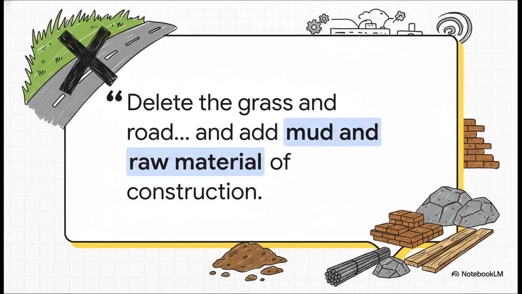And this is a perfect example of how a great prompt can make all the difference. You see, you're not just saying add construction, you're getting specific. You're telling the AI to get rid of the clean, boring stuff like grass and roads and replace it with mud and construction materials. It's those little details that really sell the illusion.